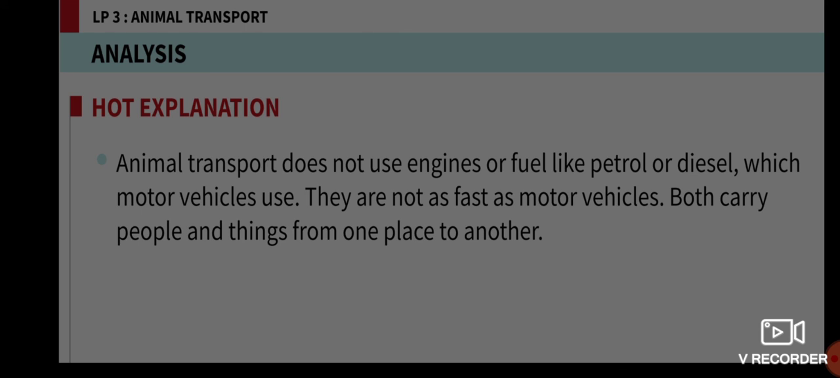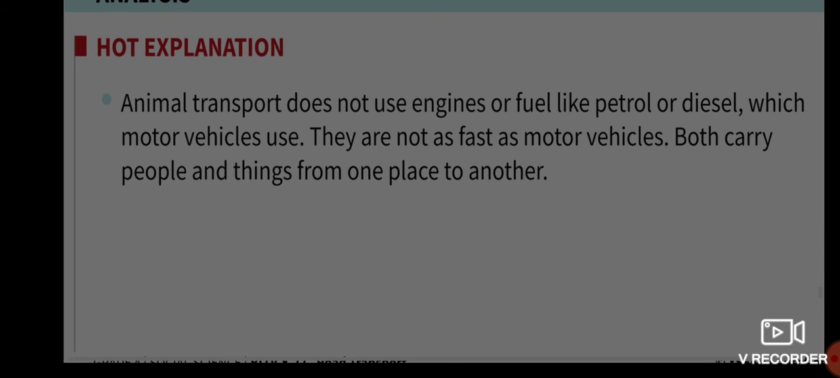The similar thing is both carry people and things from one place to another. Even animal transport, they carry things, they carry people from one place to another. And even the motor vehicles carry people and things from one place to another. So that is the similarity between them.